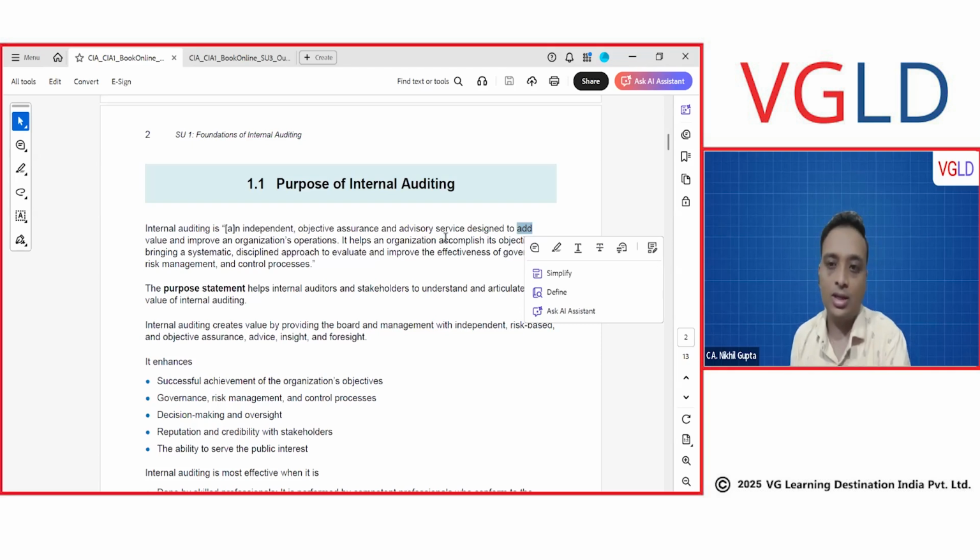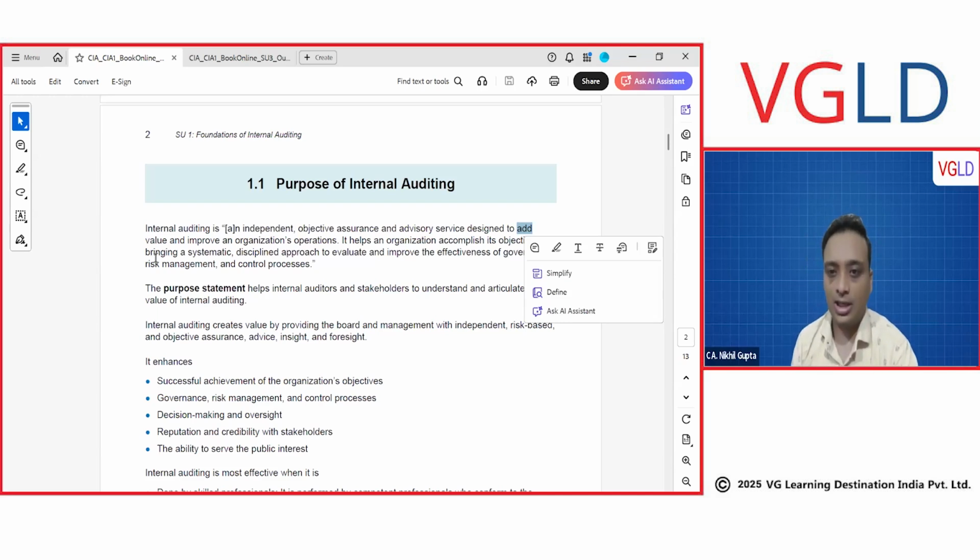And remember, you will definitely get one question, either in a mock test or the final examination, on the purpose of internal auditing. They will give you four options and you have to identify the right one. I can tell you this add value is really, really important. Why are we doing internal audit? Just to add value and improve the organization's operations.